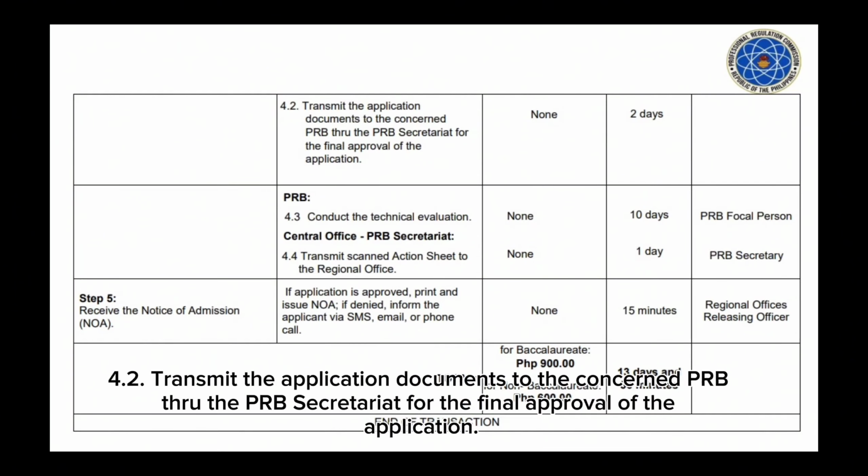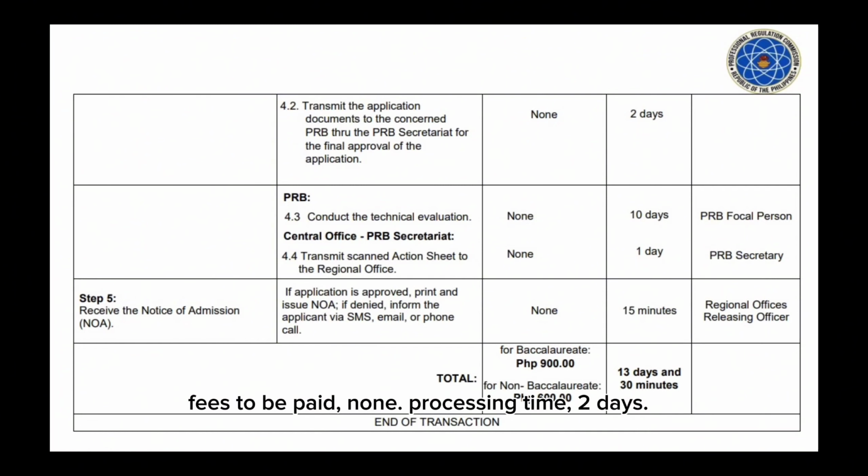4.2. Transmit the application documents to the concerned PRB, through the PRB Secretariat for the final approval of the application. Fees to be paid? None. Processing time? 2 days. Person responsible? Regional offices or receiving officer.